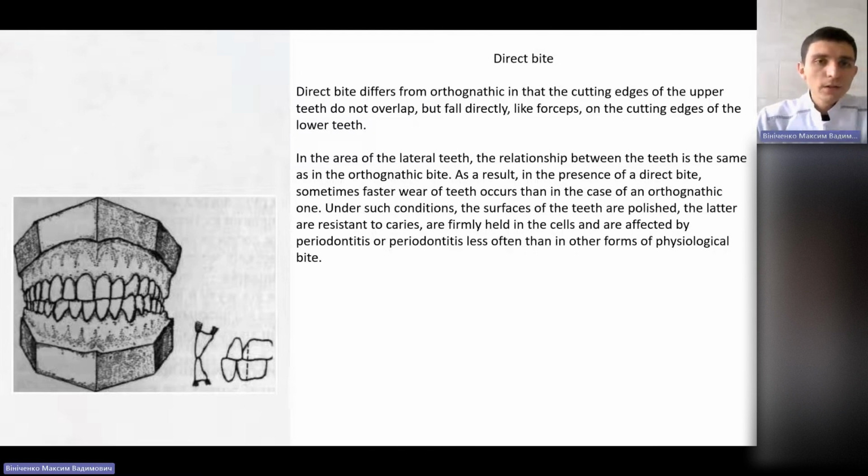In the area of the lateral teeth, the relationship between the teeth is the same as in orthognathic bite. As a result, in the presence of a direct bite, sometimes faster wear of teeth occurs than in the case of orthognathic one. Under such conditions, the surfaces of the teeth are polished. The latter are resistant to caries, are firmly held in the cells, and are affected by periodontitis less often than in other forms of physiological bite. So this is the direct bite.